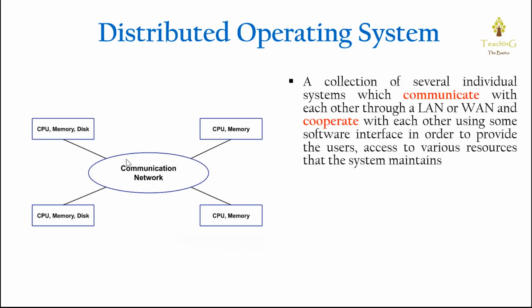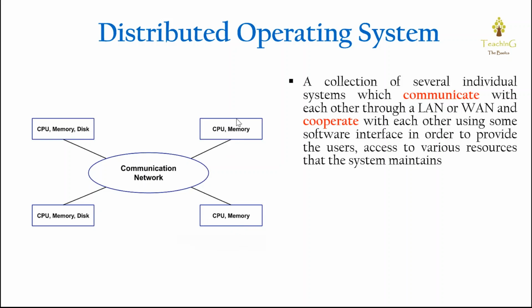Let's suppose that this computer network is formed with the help of a LAN or a WAN, and all these individual systems cooperate with each other with some software interface, in order to provide the users access to various resources. Let us suppose that this machine has a printer attached to it, and this machine has a fax machine attached to it. This machine has a scanner attached to it. This machine has a plotter attached.